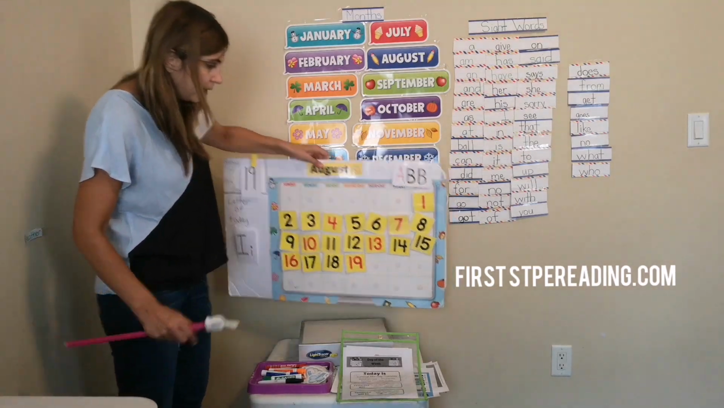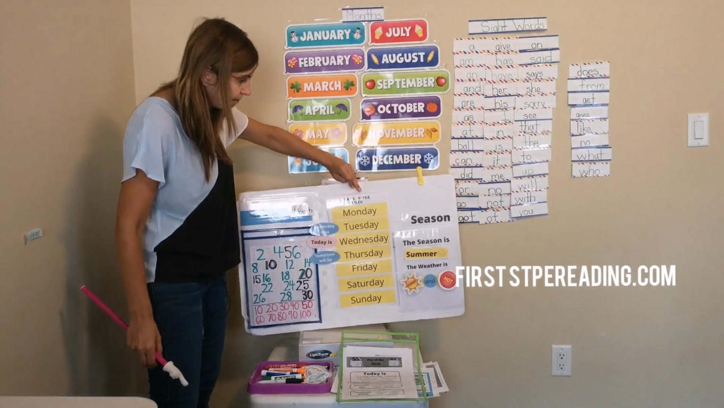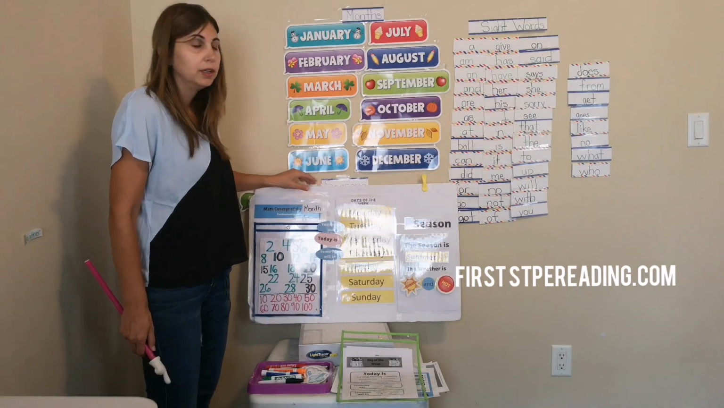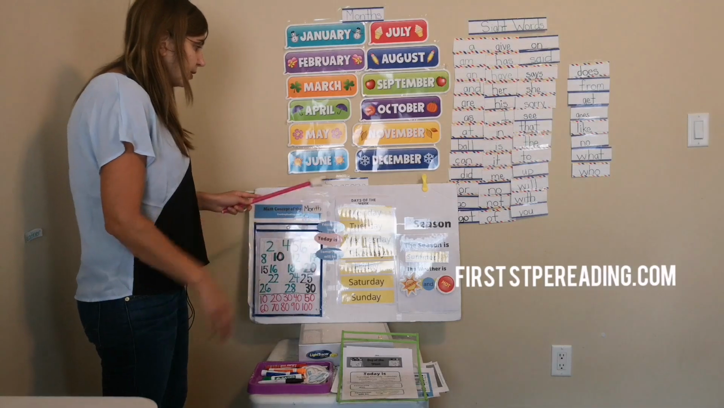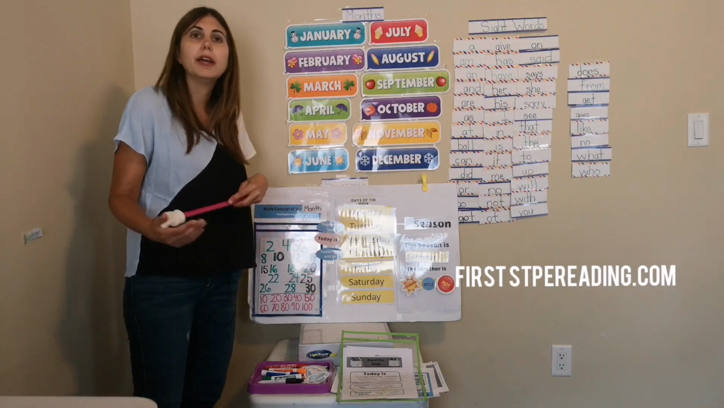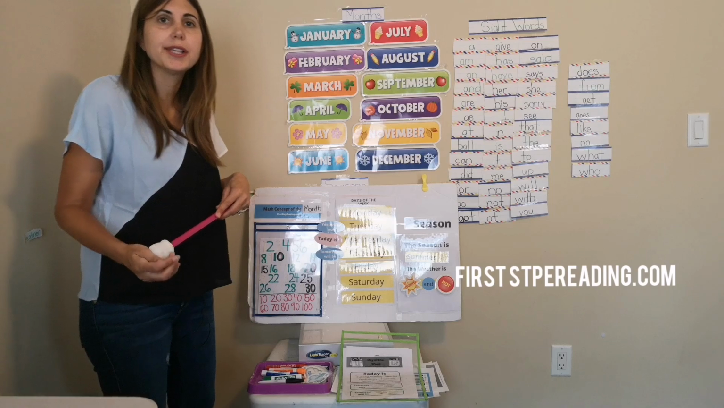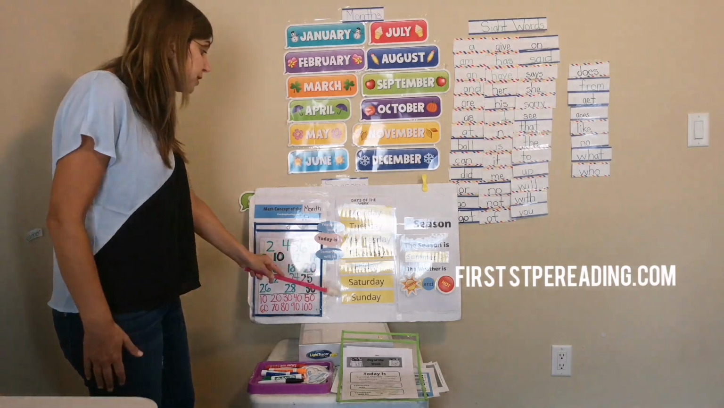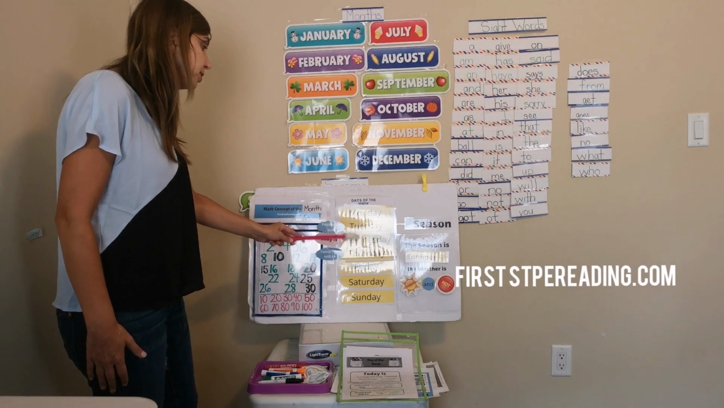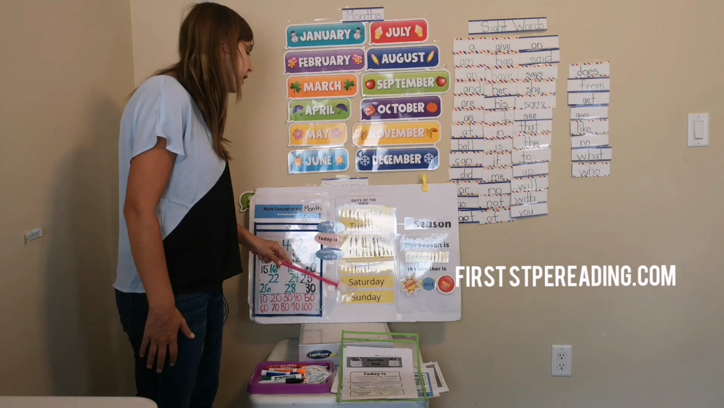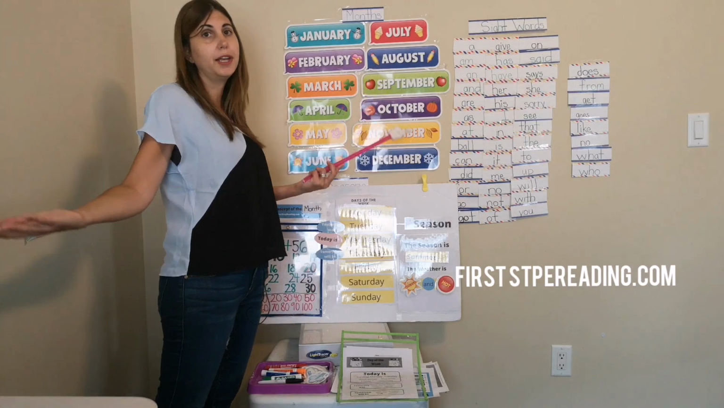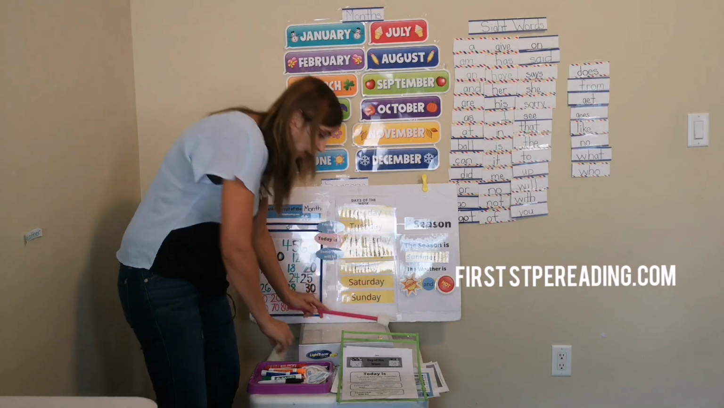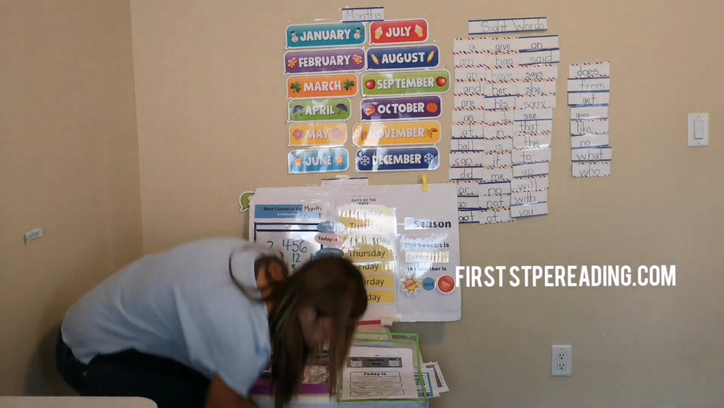Okay? Now we're going to do our days of the week. We're going to sing our 7 days of the week song. If you know it, you can sing it with me. Ready? There are 7 days, there are 7 days, there are 7 days a week. Sunday, Monday, Tuesday, Wednesday, Thursday, Friday, Saturday. So today is Wednesday for this video.